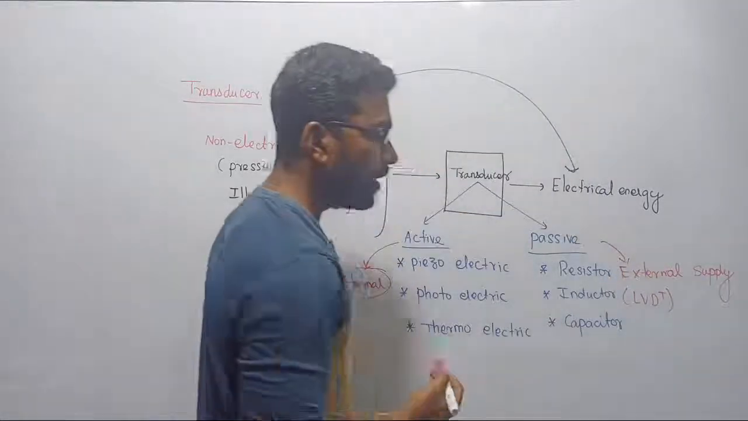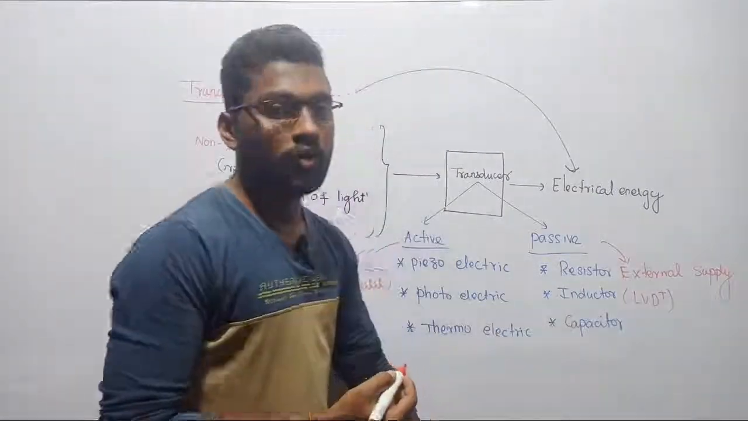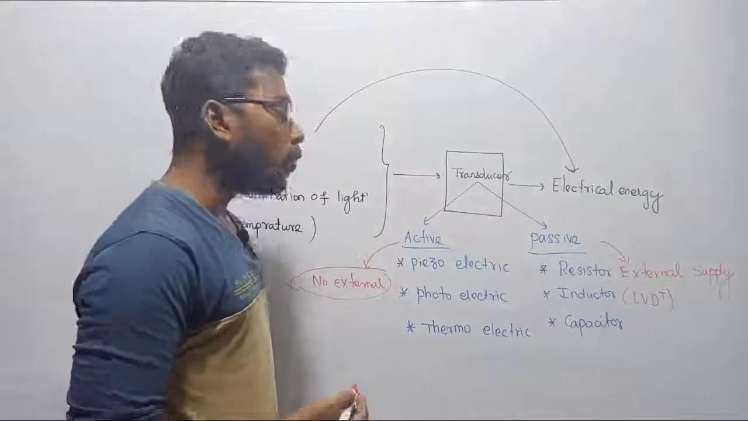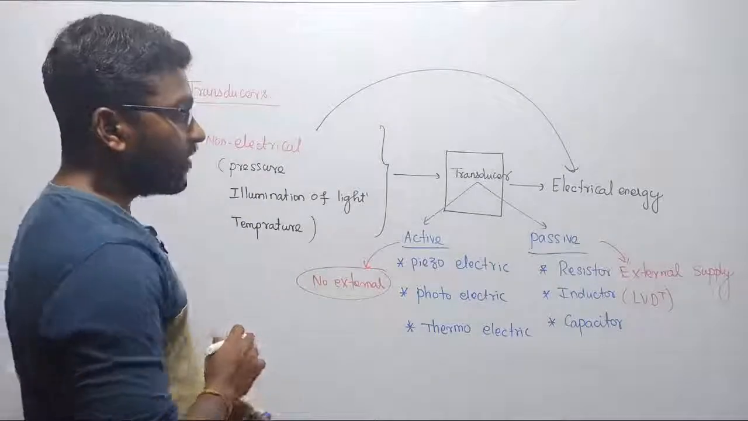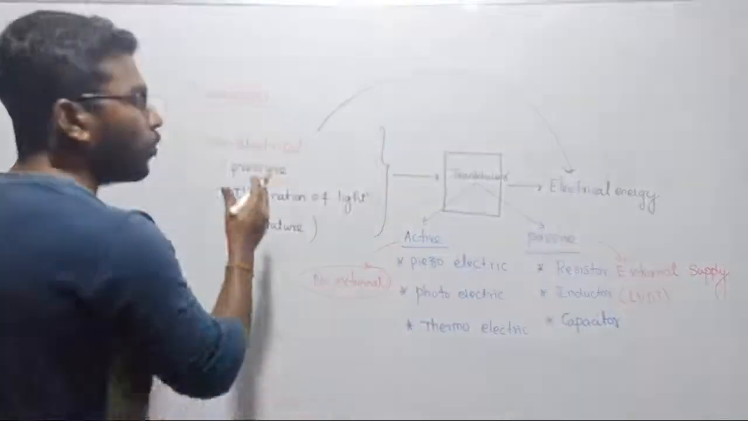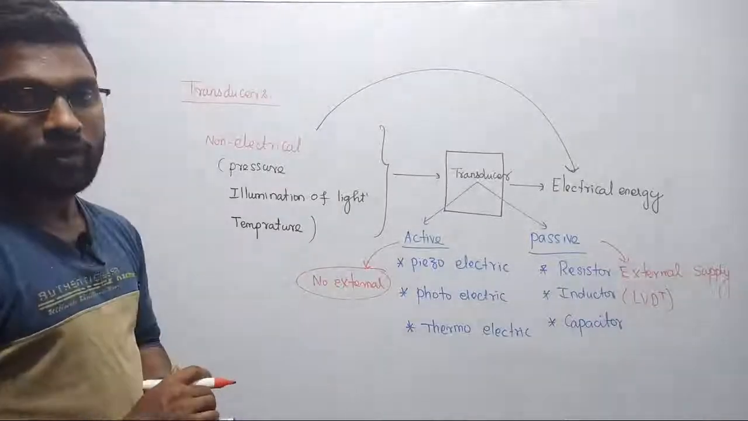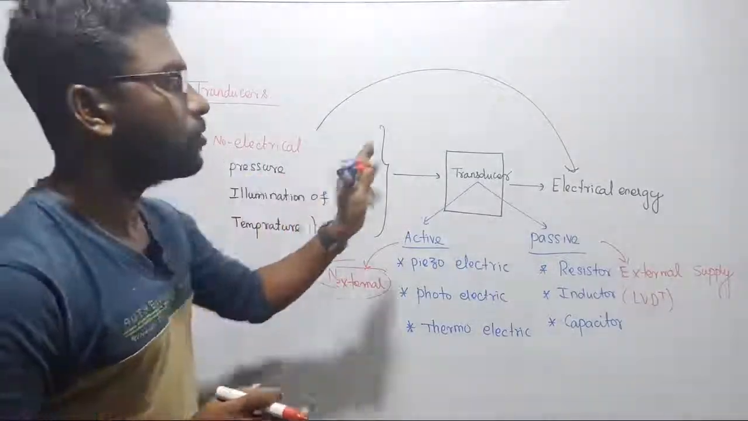linear variable differential transformer. Linear variable differential transformer. That is the best example where we are using the inductor. With the help of the active transducer, we are converting the energy from one form to another form. As I told you, in a transducer we are simply trying to convert the energy from non-electrical form to electrical form.